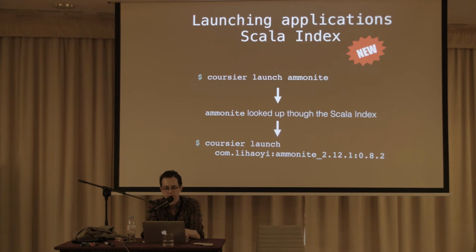In particular, the Scala Index that the Scala Center manages knows the correspondence between application name, here Ammonite, and full Maven coordinates. That's the thing we see at the bottom of the slide, and this is in a PR. This is not in the current master of Coursier, but the idea here is to allow launching applications just from their name, and having the Scala Index provide the Maven coordinates of the application to then launch it.